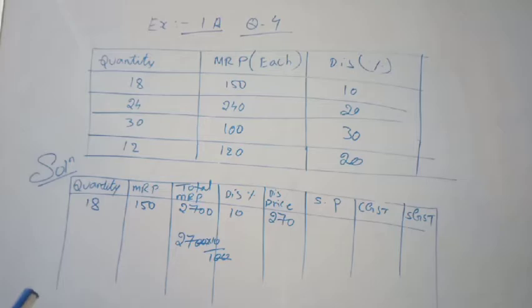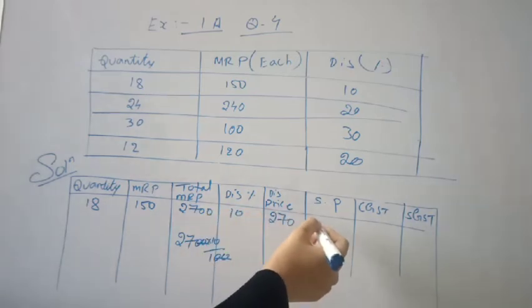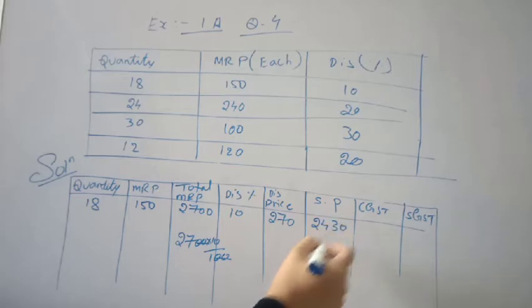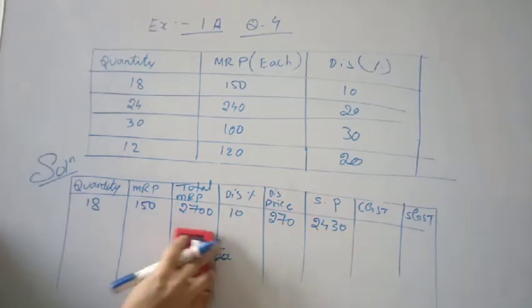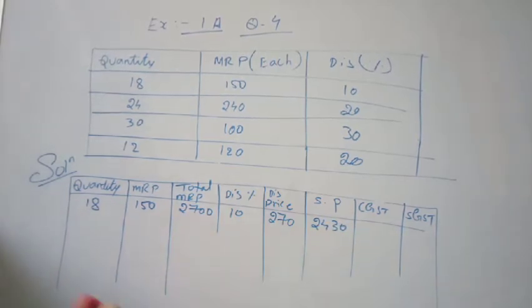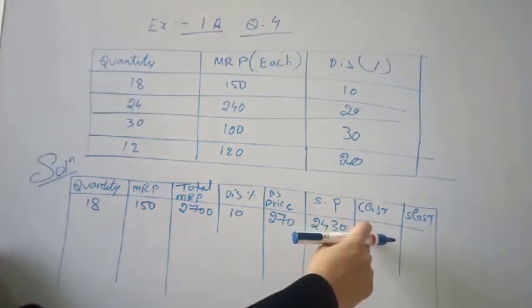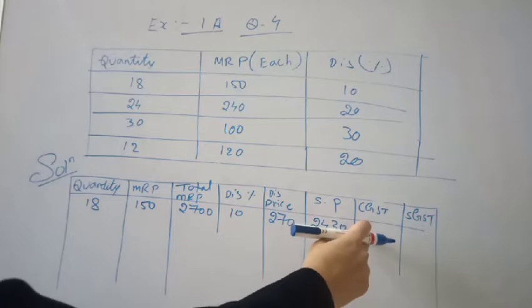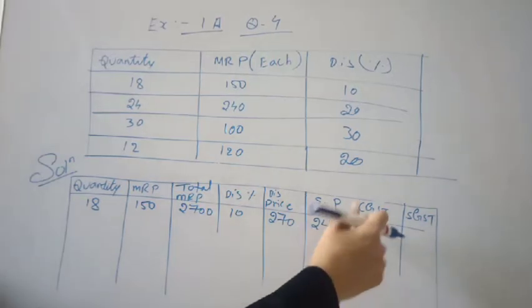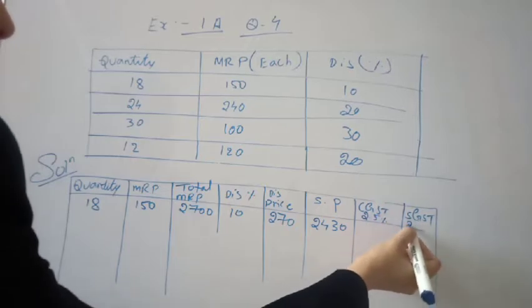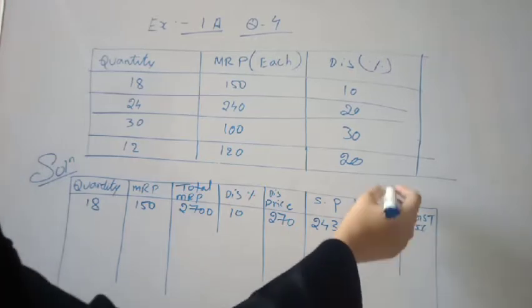Now total MRP minus discounted amount will give the selling price, because we have to deduct the discount, then we get the selling price. So 2700 minus 270 gives 2430 rupees, the selling price of that particular item. Then here they are collecting GST of 5%. It is an intra-state transaction, therefore we take CGST and SGST. So 5% means CGST 2.5%, SGST 2.5%.